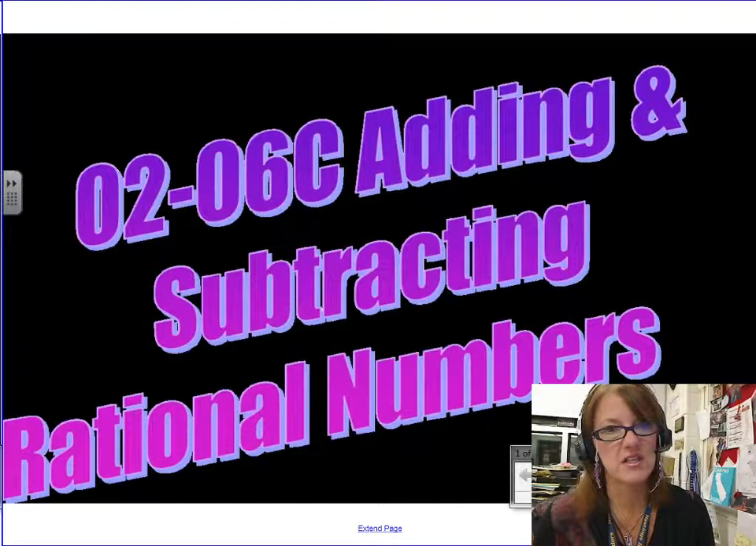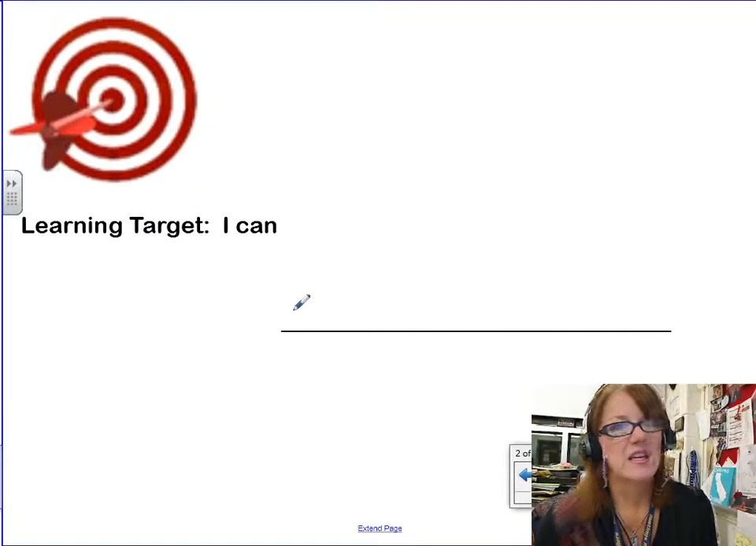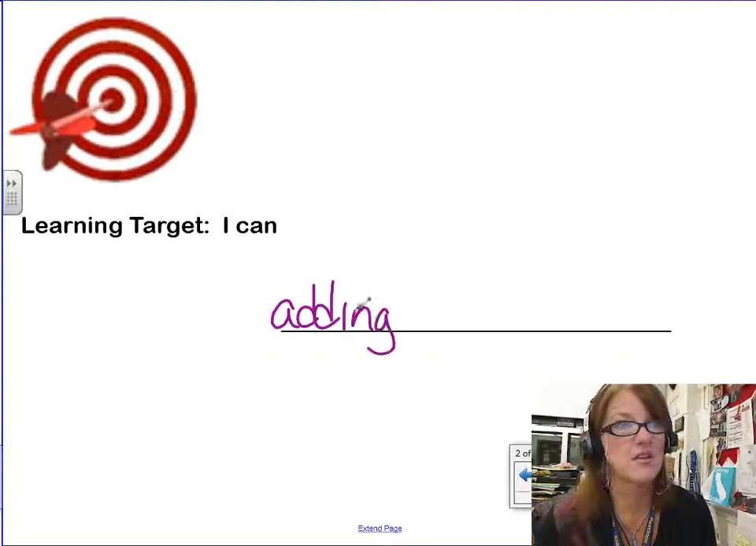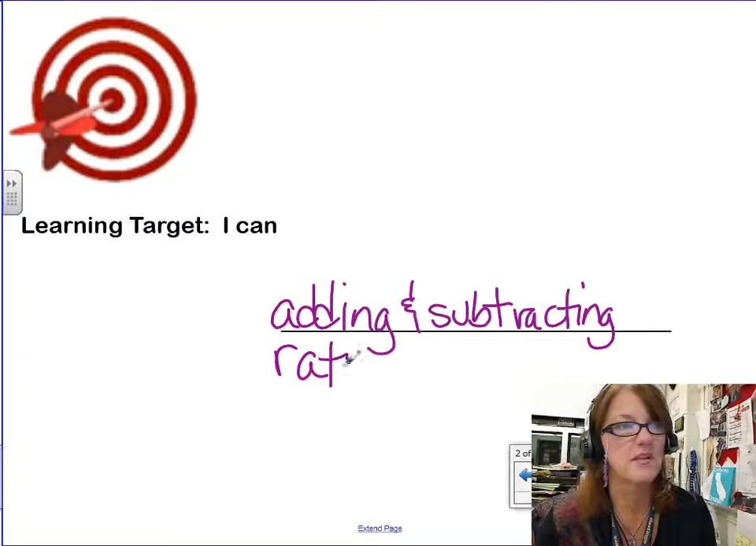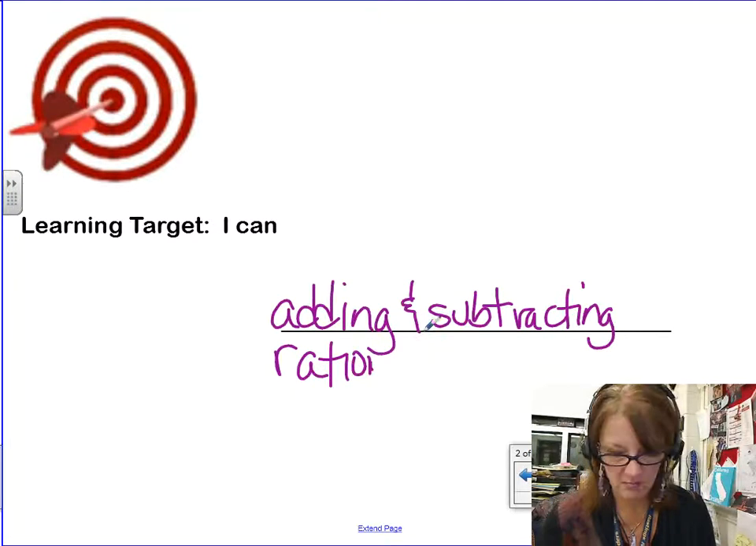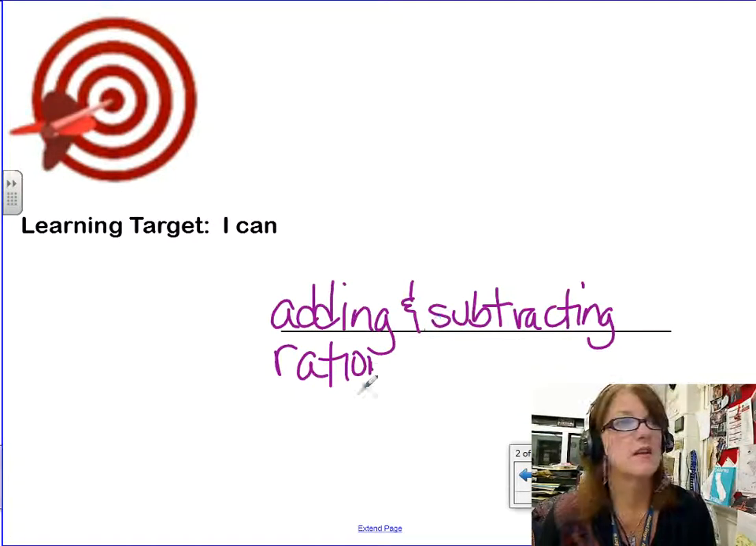Our learning target today, and again, it's going to sound a lot like what we've been doing the whole time here. We're adding and we're subtracting rational numbers. Okay. But here's what's different today. So let me get the rest of this written down. Adding and subtracting rationals. Hang on.